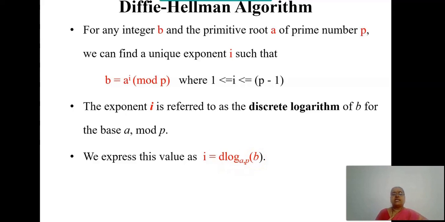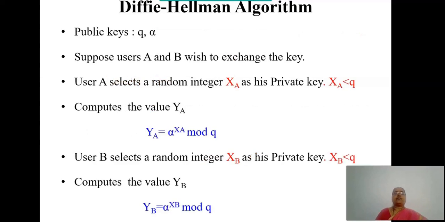So I will be considered as a unique value. Okay, now we come back to the Diffie-Hellman algorithm. Here we are going to make use of public keys q and alpha. As I said already, q is a prime number and alpha is the primitive root of the prime number q.